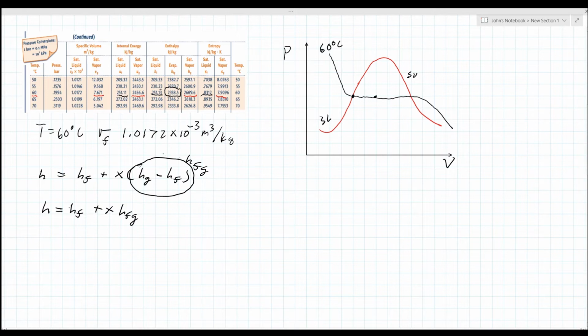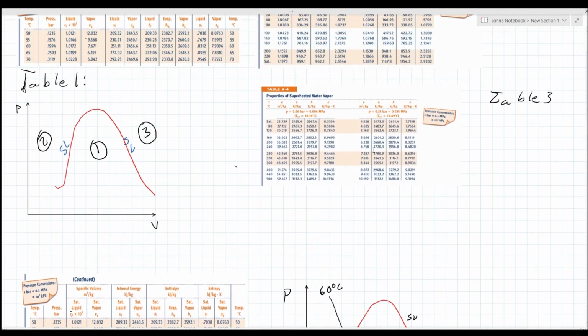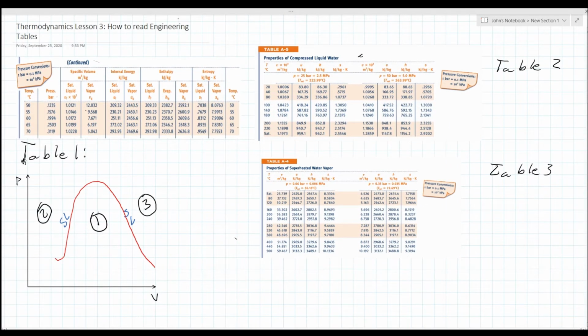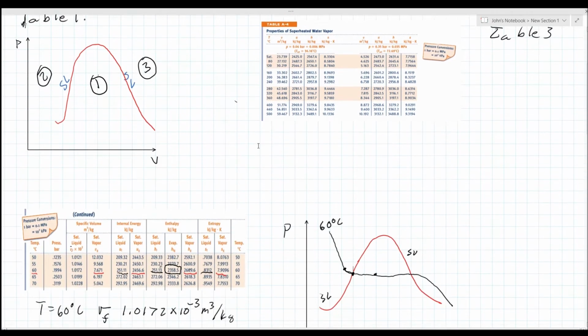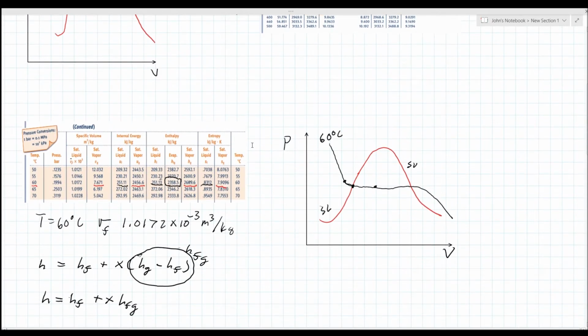So let's say I'm at 60 degrees Celsius and I want to increase the pressure. Well, if I'm increasing the pressure, I'm going to stay on this line, I'm going this way. You'll see that I am in the compressed liquid region. Well, that means I'm completely liquid. So you will go up to table 2 and you'll get your property. Now, table 2 does not have 60 degrees on here, so you'd have to do interpolation, which we will cover later on in this episode.